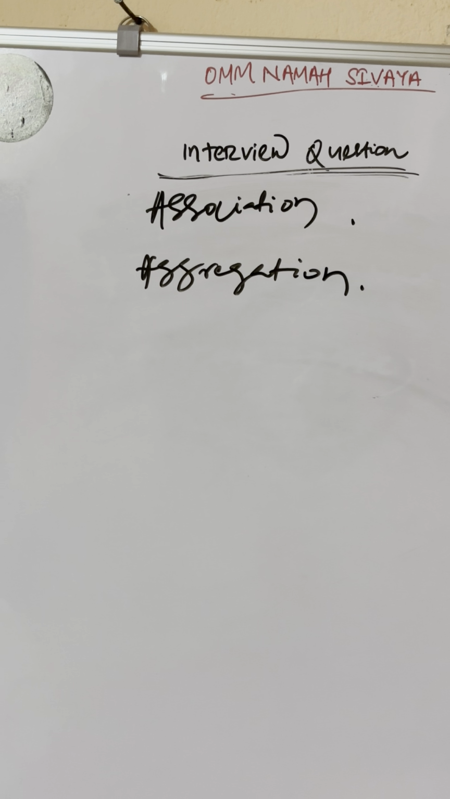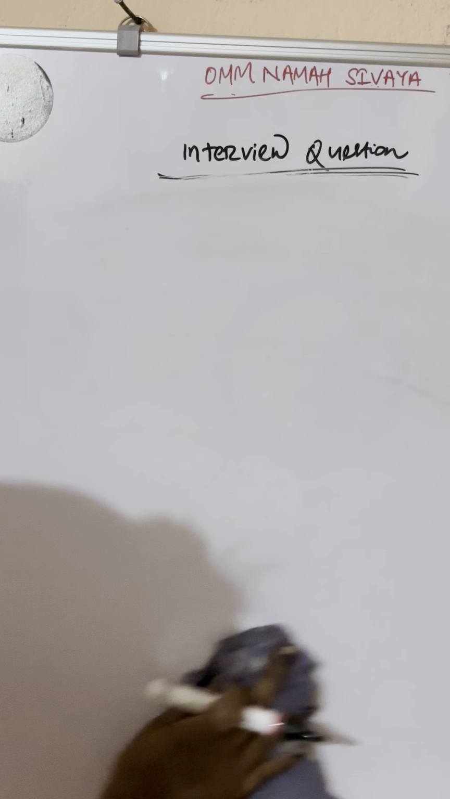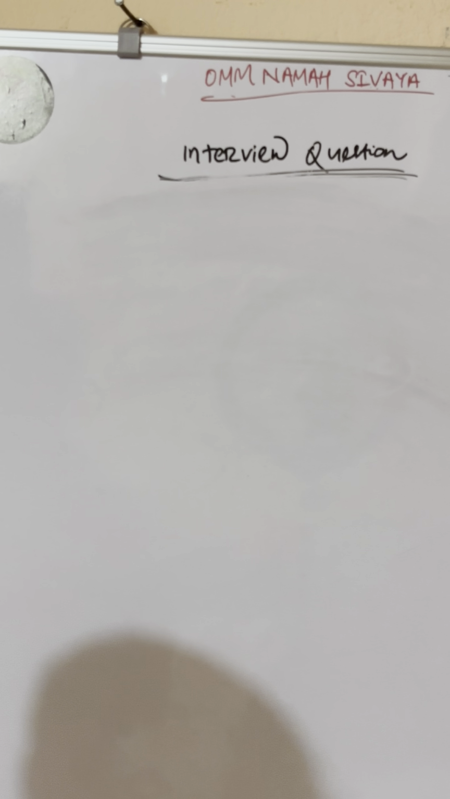Association is nothing but a relation between two objects. Aggregation is a special case of association which has a relationship. Okay. Is-a relationship and has-a relationship, they will be asked. Remember these two points. Association, relations between two objects. Aggregation is a special case of association. Is-a relationship and has-a relationship. This is association and aggregation. This is the last question in this interview question session.